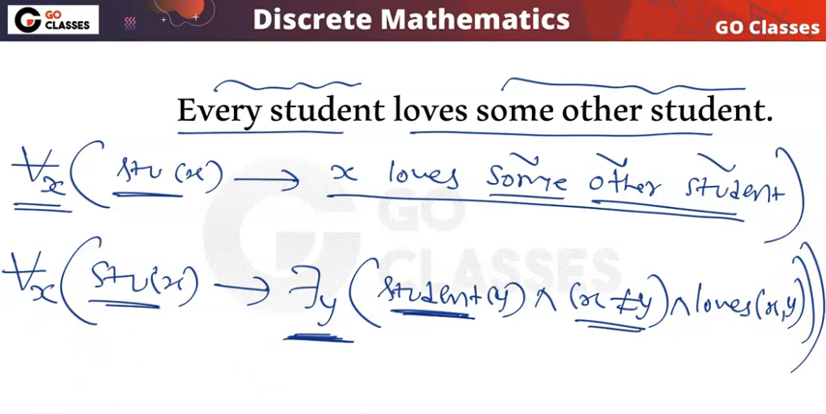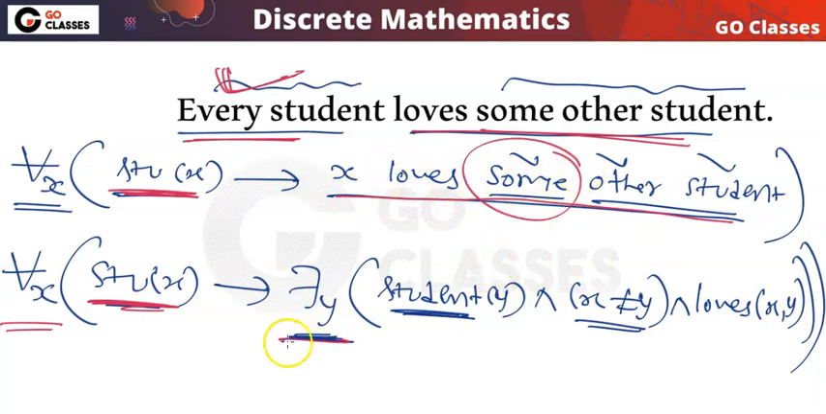So this is very simple. Let me explain again. Every student loves some other student means for all x we are saying that if you are a student, then x loves some other student. X loves some other student means there exists a y who is a student and who is different from x. So y is a student and y is different from x, and x loves y. So this is the point.